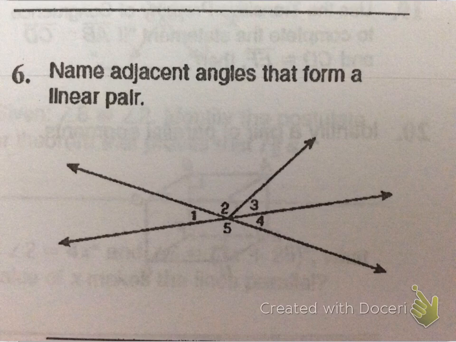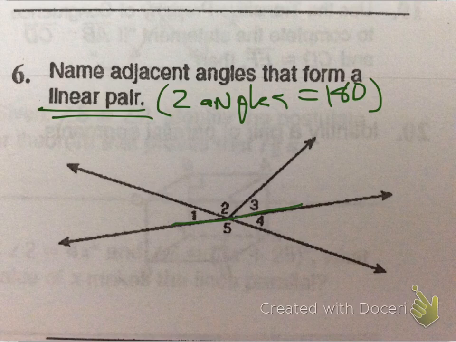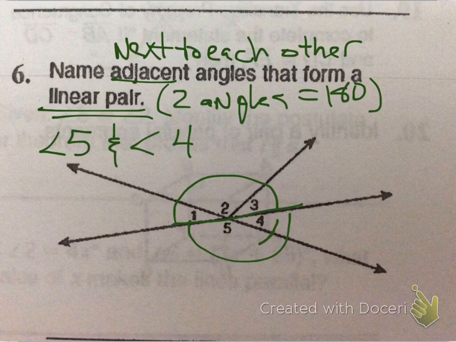All right, so let's look at number 6. Linear pair. What is a linear pair? That is 2 angles that add up to 180 and are next to each other. So remember, it's only 2 angles, and they need to equal 180. In this case, if I look at angles 1, 2, 3, 4, that's 3 angles, so I'm not going to go with that. But if I look at 4 and 5, I got it.